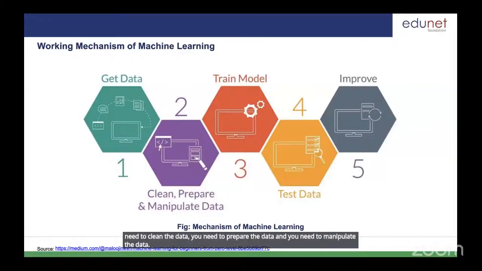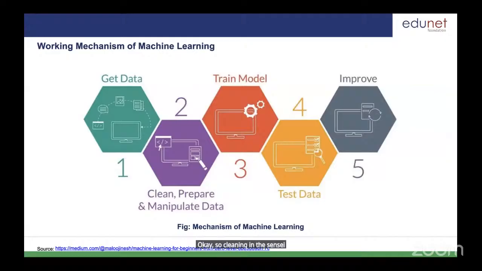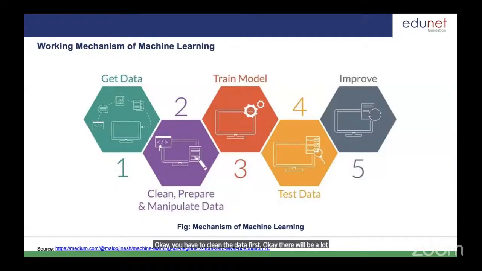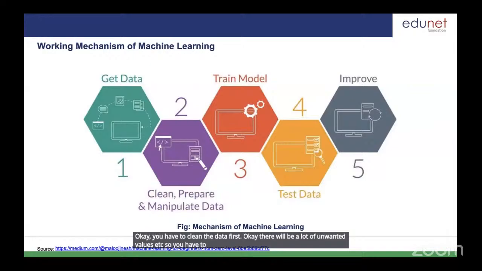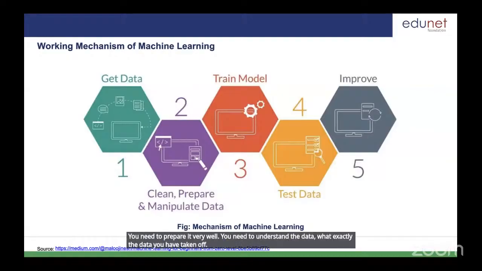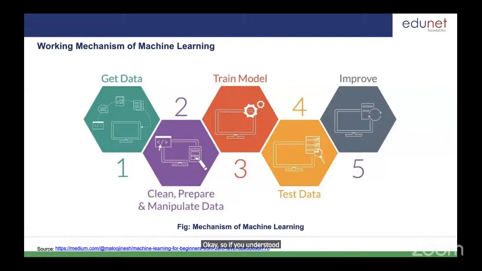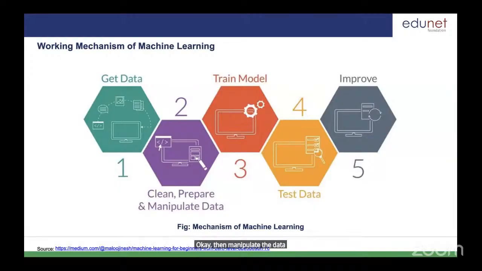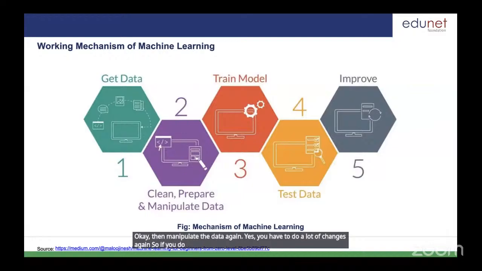Cleaning in the sense, whenever you have done a survey and you have collected the data, it's not sure that your data is clean. You have to clean the data first. There will be a lot of unwanted values, etc. So you have to do the cleaning there. You need to prepare it very well. You need to understand exactly what data you have taken. If you understand the data very well, it becomes really easy to build a model to make the predictions. Then manipulate the data again. Yes, you have to do a lot of changes. If you do the changes, your machine can become much better. It can work in a much more precise way.